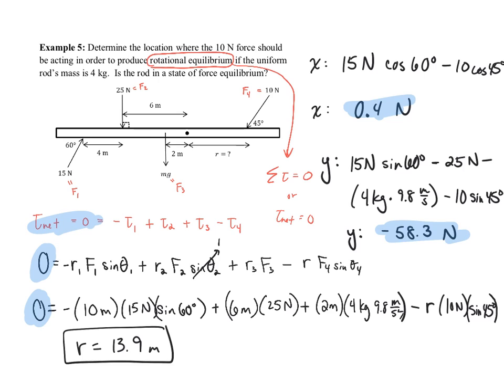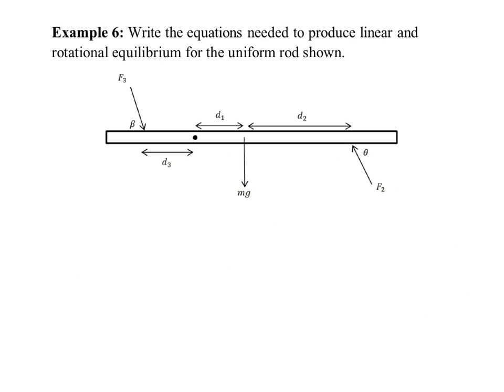All right, so next class, I'll see you guys next week. Next class, we'll take example 6. Write the equations needed to produce linear and rotational equilibrium for the uniform rod shown. So we're taking a look at this example here, and we've got 3 different forces acting. One of them is the weight, and 2 of them are external applied forces. And they're acting at distances d1, d3, and F2, this guy here, is at a distance of d1 plus d2. So let's figure out what's going on.